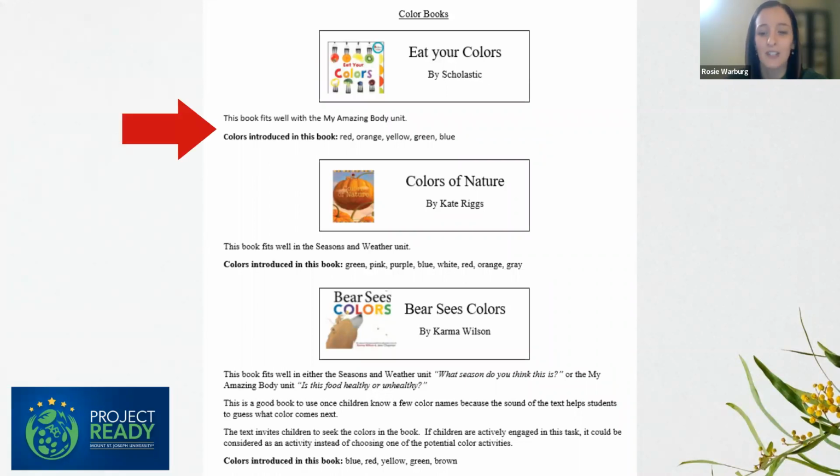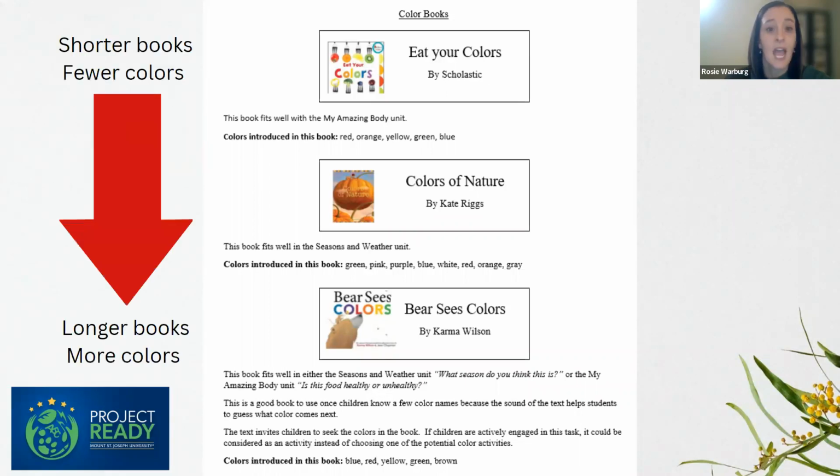And then we also include just a basic breakdown of the book. If it ties well with a specific unit, we note that. So here you can see that the Eat Your Colors book ties really well with the My Amazing Body unit, because within that unit, we talk a lot about healthy eating. So this book ties in really well with that unit. And then we also note exactly what colors are introduced in that book. So you can see that in this book, they talk about red, orange, yellow, green, and blue.